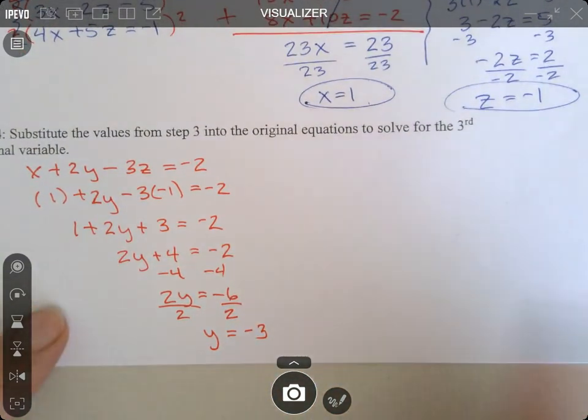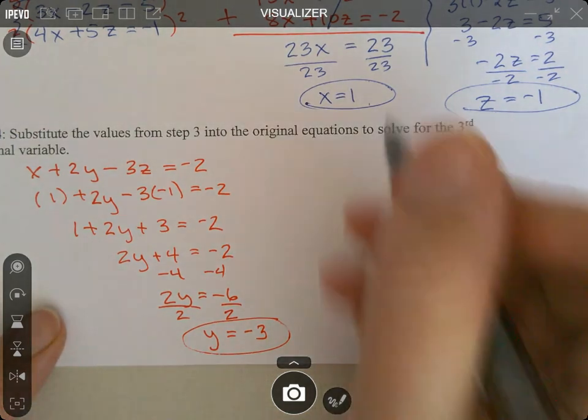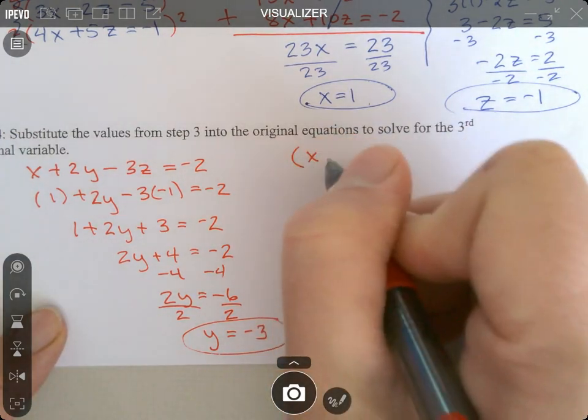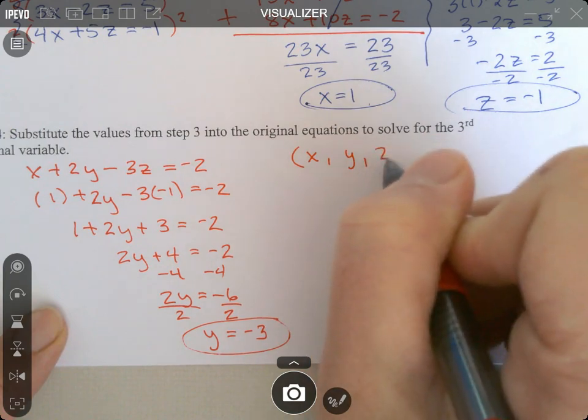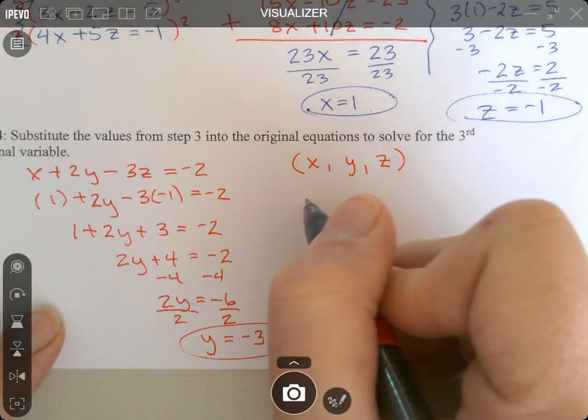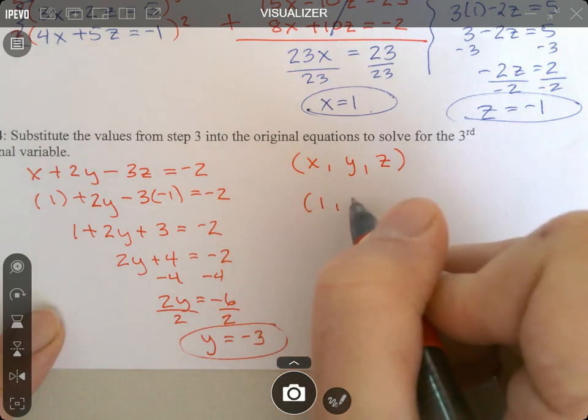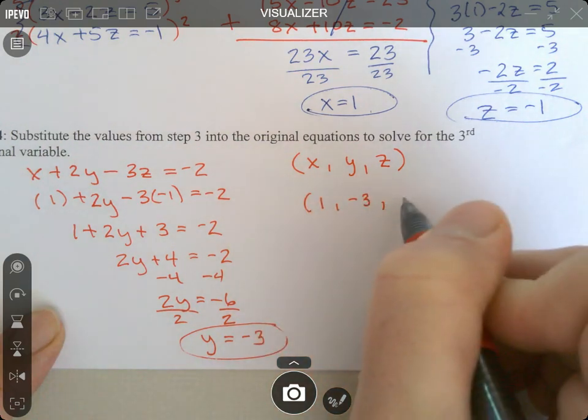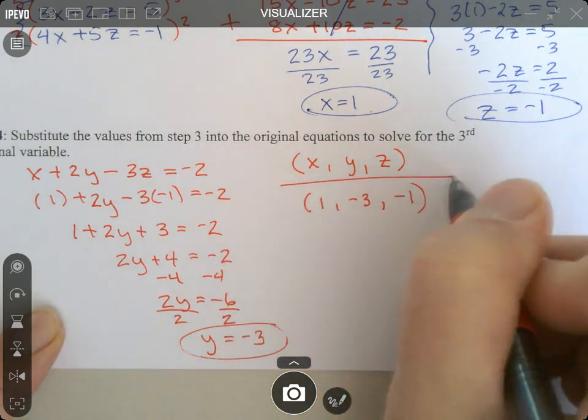Okay, so how do we write this answer? When you have an x, y, and z, it's actually a third dimension. So your answers are written in the order x, comma, y, comma, z. It's like an ordered pair with the third dimension. So we would write our answer as 1, negative 3, comma, negative 1, just like that.